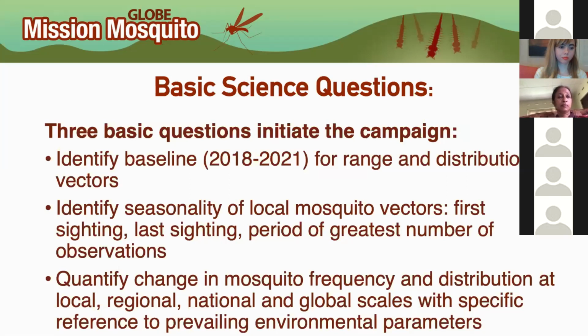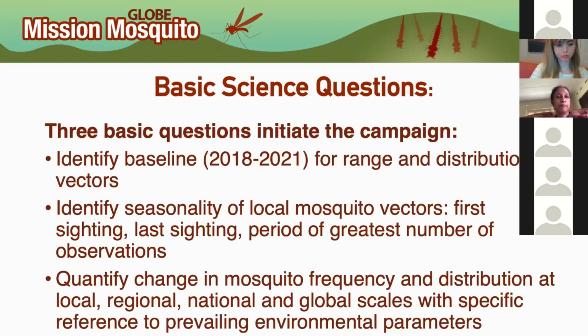Then we also would love to be able to quantify a change in the mosquito frequency and their distribution by getting the local information, which of course means each and every one of you, no matter which city or province or town you're in, then regional and national, and even looking at the global scales, and being able to try to understand the correlations between mosquitoes and environmental parameters such as surface temperature, because we know when it's warmer, that's when we're more apt to see active mosquitoes.